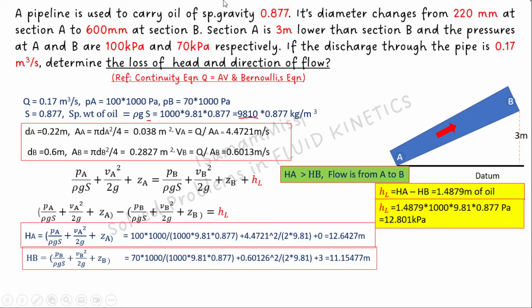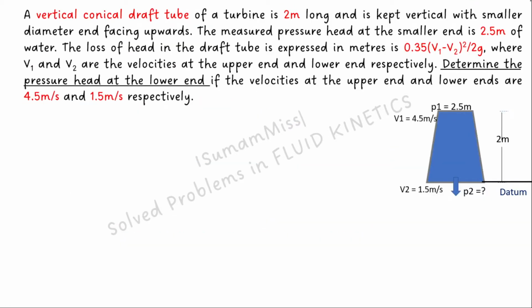So all of you can go through the problem, solve it on your own and verify the answer. The next problem is also a direct application of Bernoulli's equation. In this problem, a vertical conical draft tube of a turbine, 2 meter long, is kept vertical with the smaller diameter facing up.